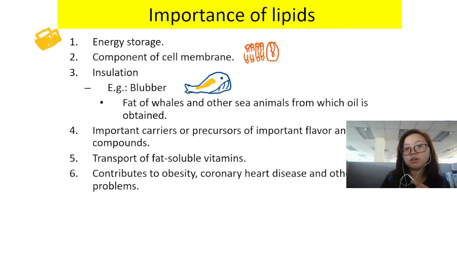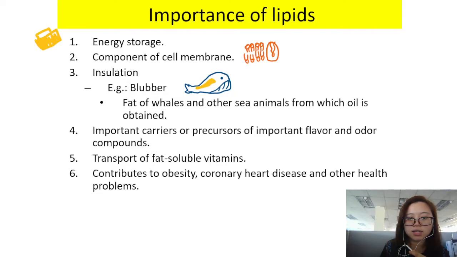Another example is if you were someone who had a higher body weight, contohnya dulu kamu gemuk kan, and then sekarang slim sudah, you feel that you are a lot colder or you sweat less compared to when you were overweight because you lost your layer of lipid insulation when you lost the fat. Okay, so that's an example. And number 4, lipids are important carriers or precursors of important flavor and odor compounds. So they can be used for flavor, for odor. That's maybe less, sometimes scientific use, sometimes just for cooking use.